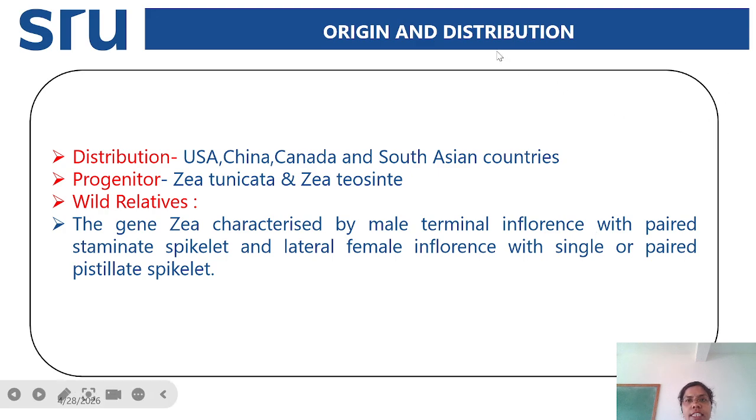Next, coming to origin and distribution, generally it is grown in USA, China, Canada, and South Asian countries. This maize has two progenitors, Zea tunicata and Zea teosinte. Next are the wild relatives. Just now we discussed that the Zea genus has the male terminal inflorescence with paired staminate spikelets and the lateral female inflorescence with paired spikelets.